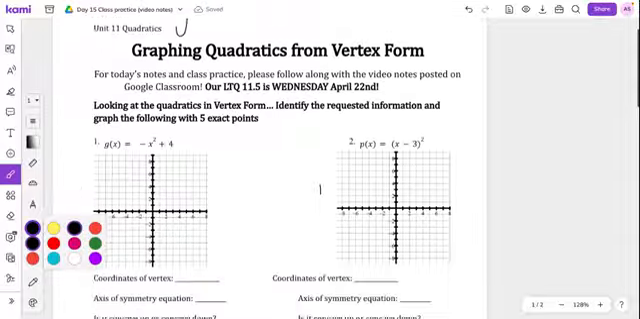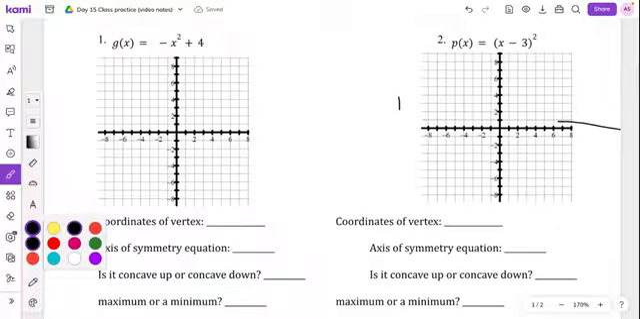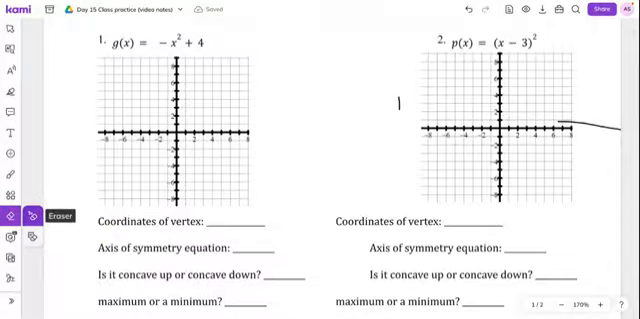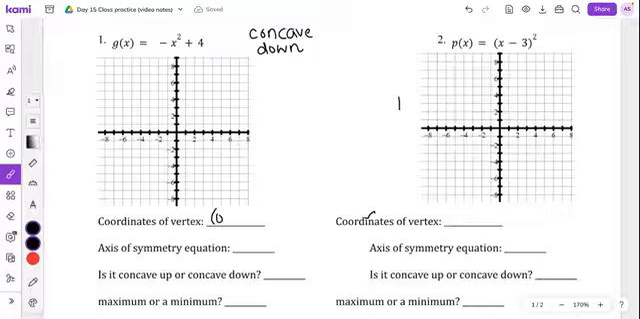So let's go ahead and take a look at our first example, which is number 1. We have g of x is equal to negative x squared plus 4. So the very first thing that we're going to notice is that because we have that negative out in front, our parabola is going to be concave down. Now, because we just have an x squared, we don't have anything inside of the parenthesis, we know that our x value is going to stay at 0 in the vertex, so we can go ahead and plot that right away.